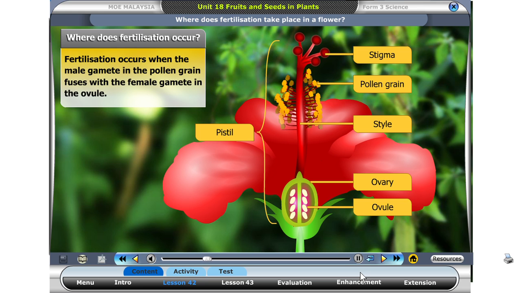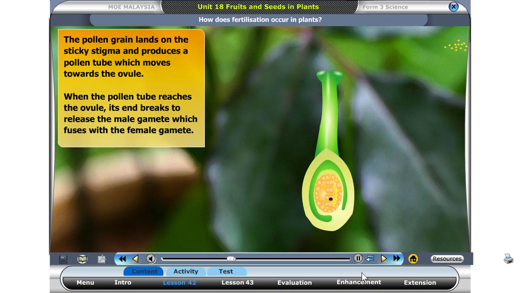Where do you think fertilization occurs in a flower? Fertilization occurs when the male gamete fuses with the female gamete in the ovule. Now, let's find out how fertilization occurs.